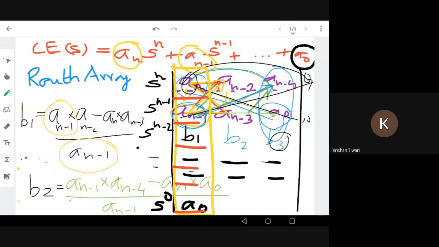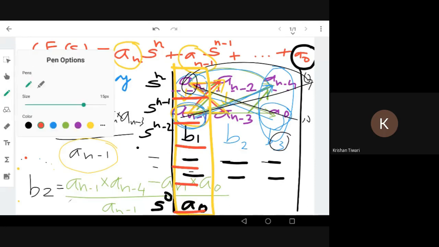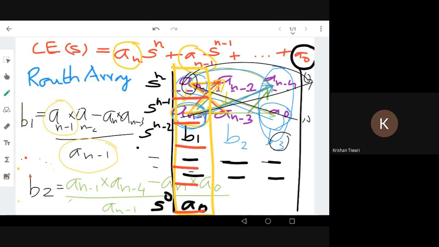If there is one sign change, for example, how can it happen? All are positive, all are positive, and the last element is negative. That means only one sign change, so only one root remains in the right hand side of the S plane. Another example is, first is plus, then all are minus. So there is also one sign change. Or first is minus, then all are positive. In these cases there is only one sign change, so there is only one root on the right side of the S plane, and definitely the system is unstable, right? Now, what happens if there are two sign changes?